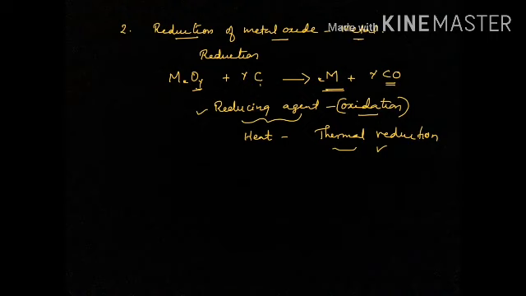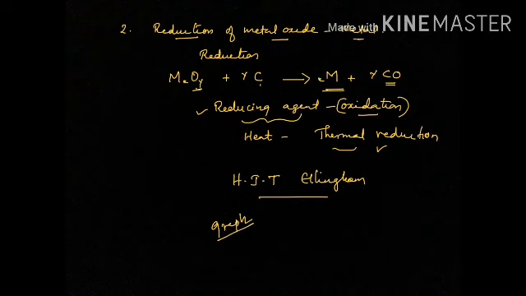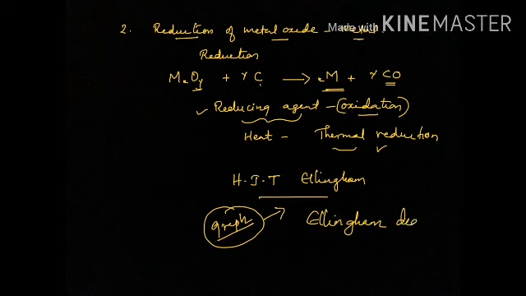To answer all these questions, it was put forward by a scientist known as H.J.T. Ellingham. H.J.T. Ellingham has put forward a graph to explain which reducing agent and which temperature range is needed for a particular reaction to take place. So he has plotted a graph to explain all these things. That particular graph, we call it the Ellingham diagram. So we are going to study about the Ellingham diagram.